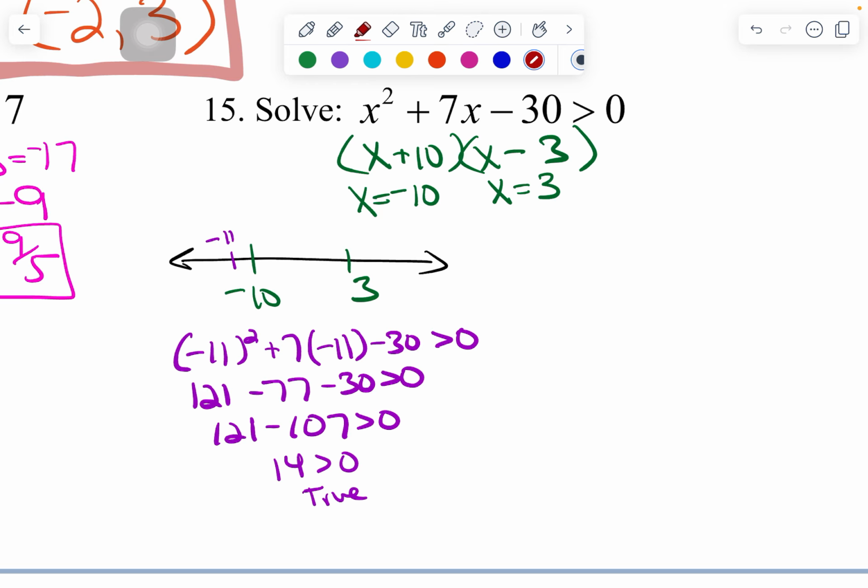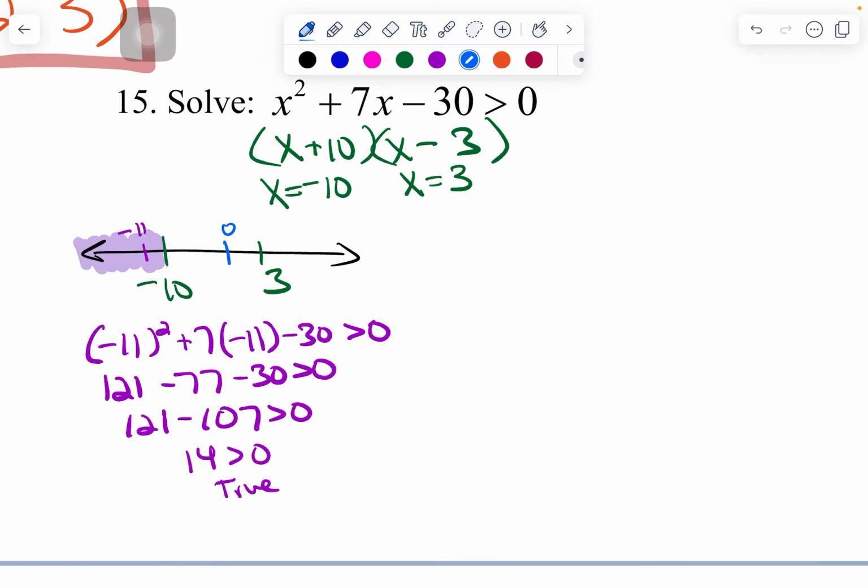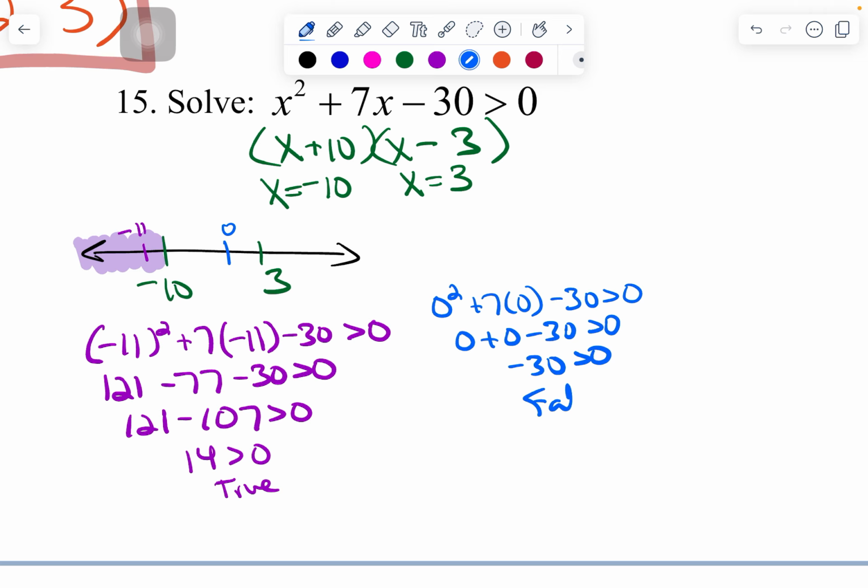All right, so that means this is good. However, I want to test in the middle now. This is going to be the easier out of all of them. That's going to be, I'm testing 0. All right, so let's see. 0 squared plus 7 times 0 minus 30 greater than 0. 0 plus 0 minus 30. Yeah, that's going to be negative 30 is greater than 0. That is absolutely not true. All right, that is a false statement.